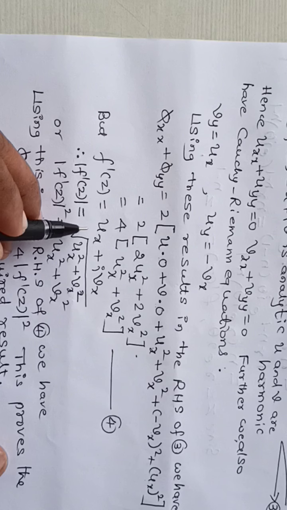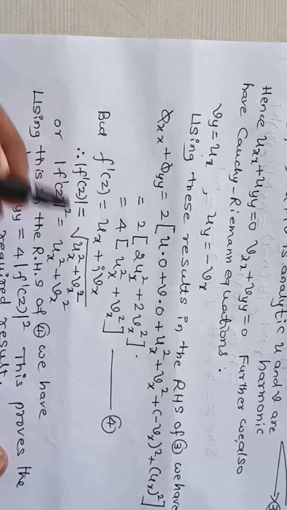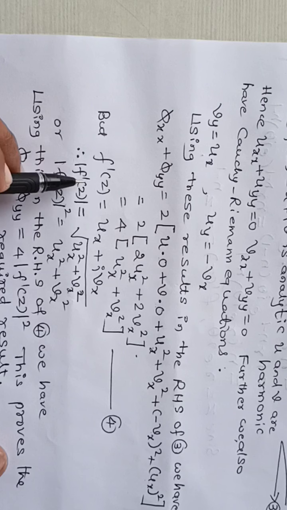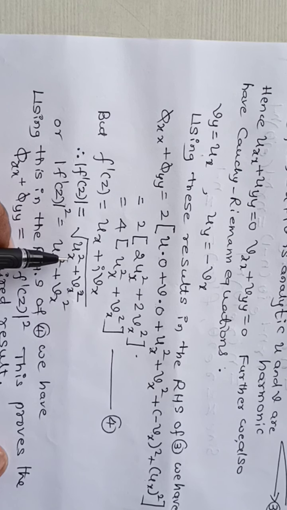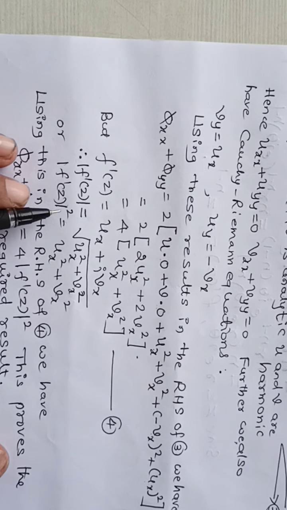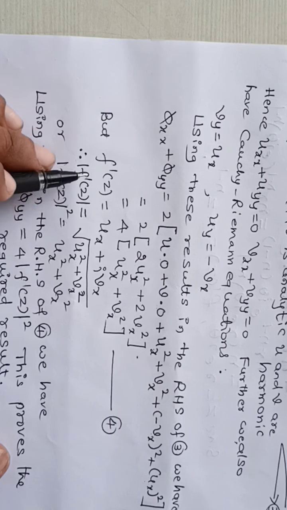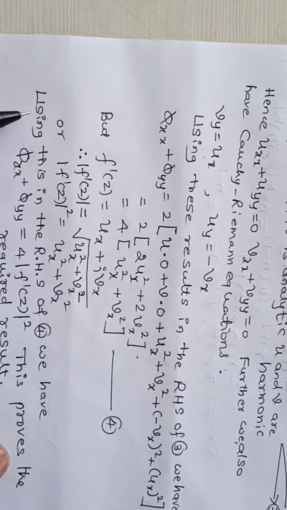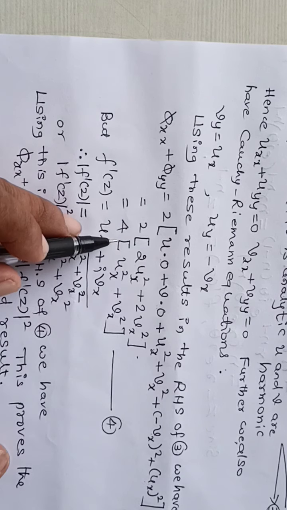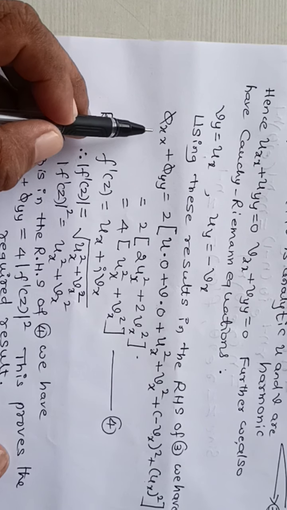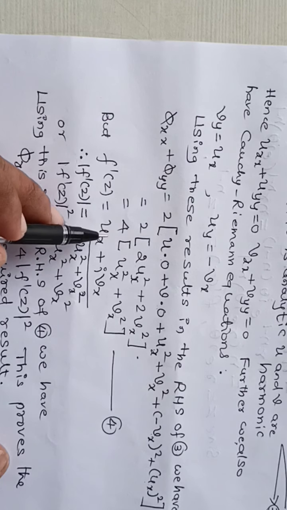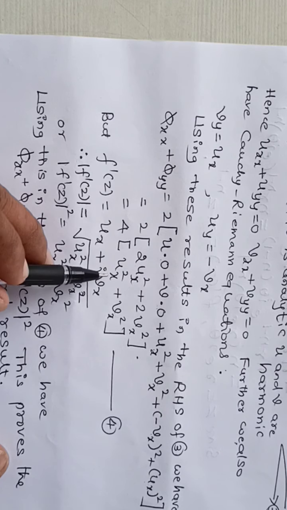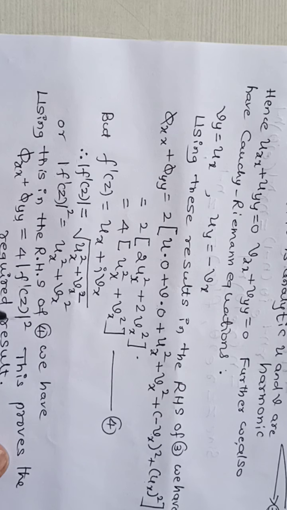But f'(z) is nothing but ux + i vx. Therefore |f'(z)| is the square root of ux² + vx², or |f'(z)|² = ux² + vx², squaring both sides. Using these results in equation 4, φxx + φyy = 4 |f'(z)|². This proves the required result. So, a very simple derivation.